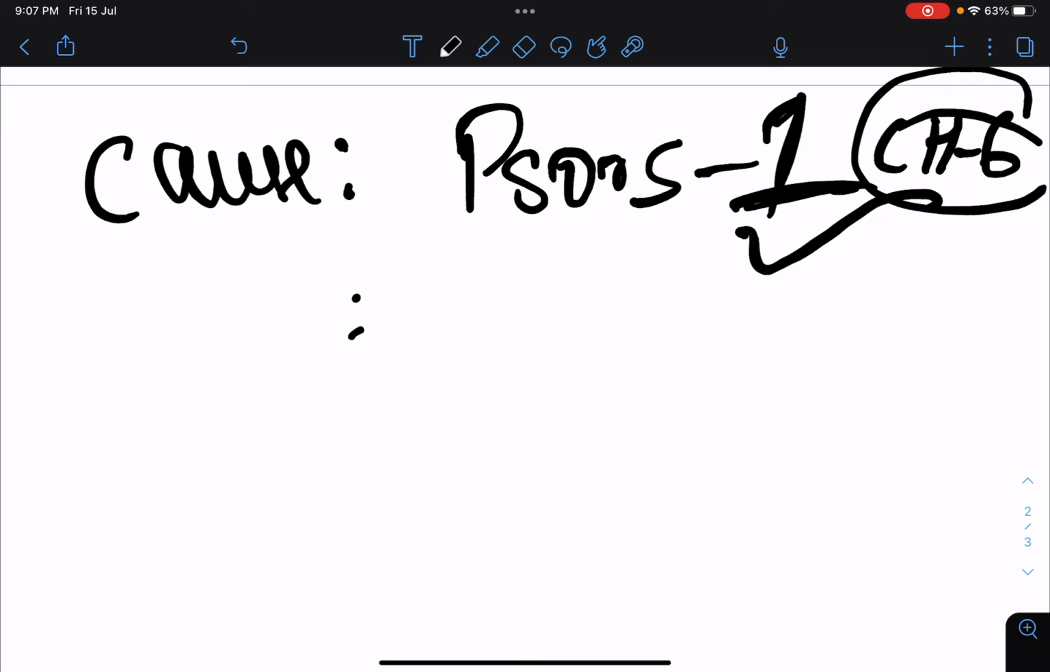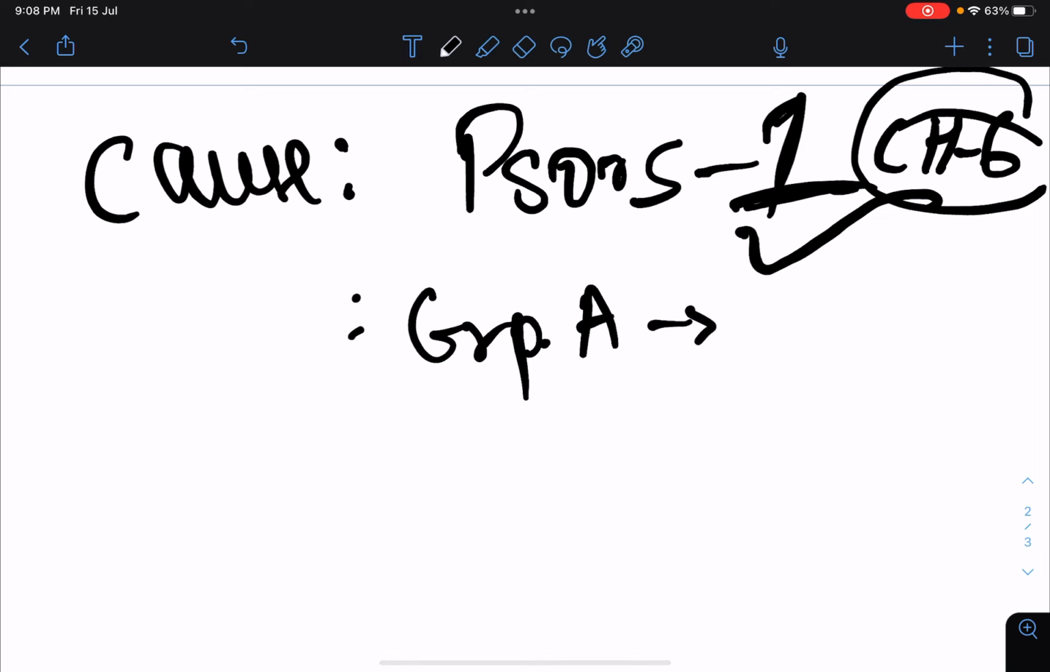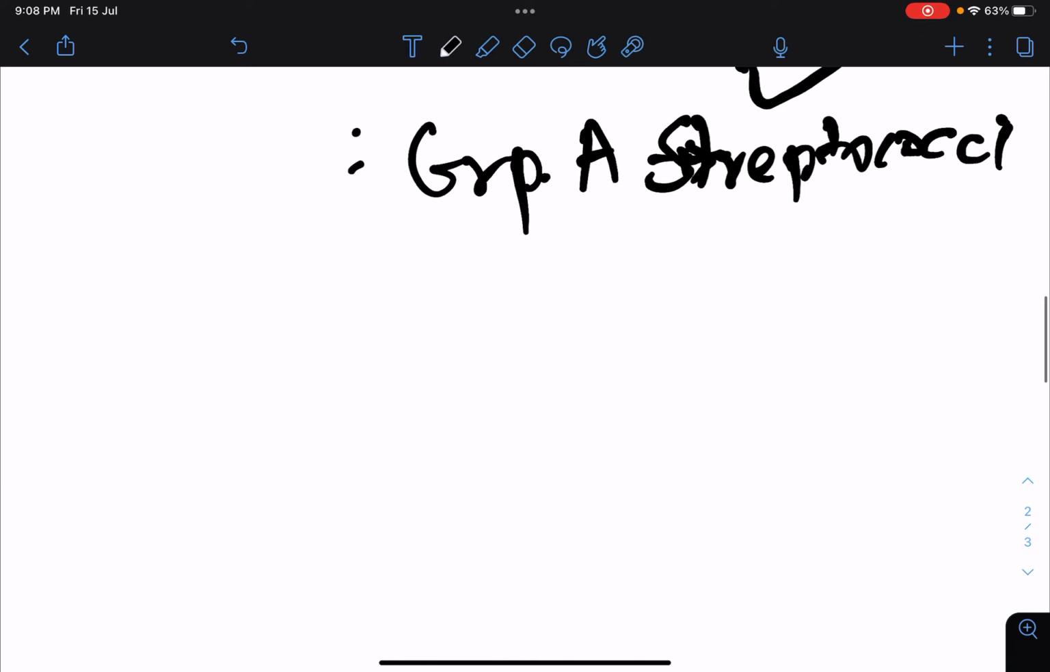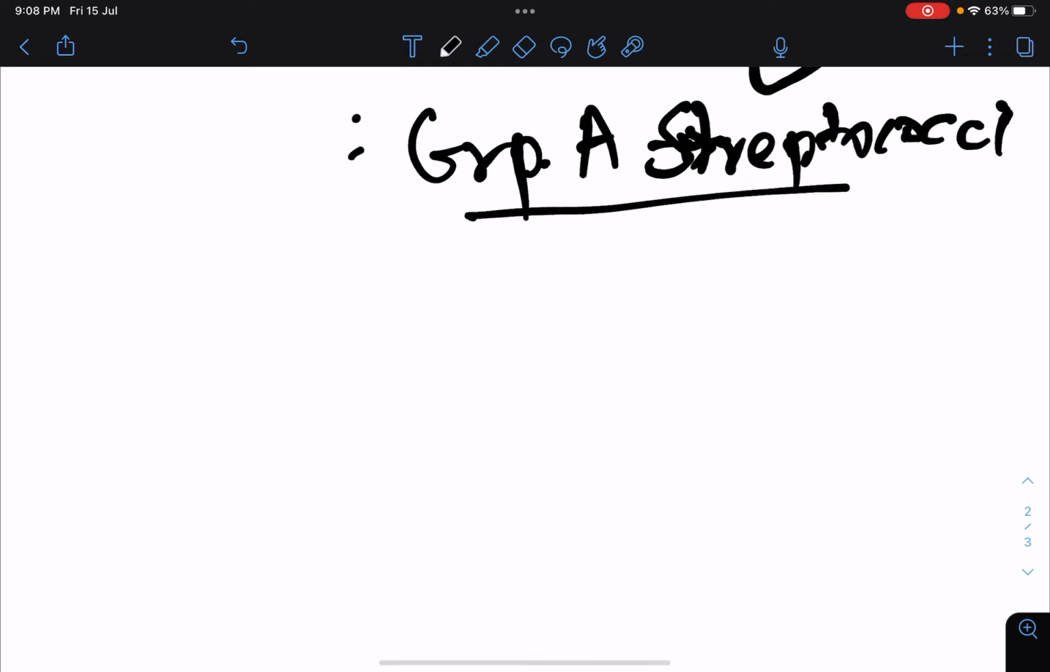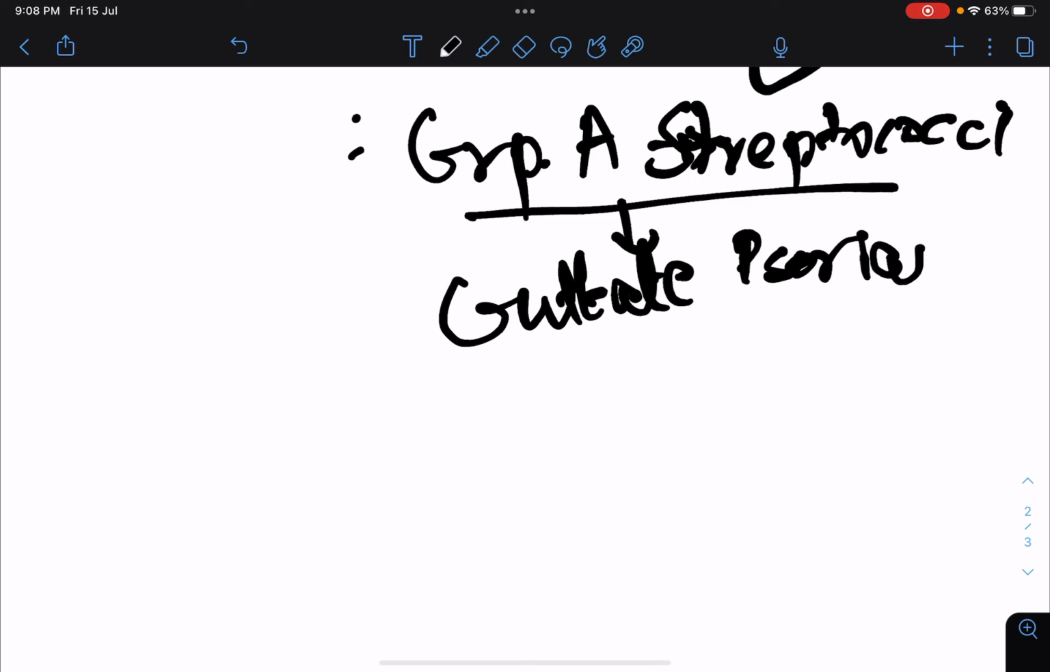The second cause is going to be an infection by group A beta hemolytic streptococcus, which basically is Strep pyogenes or any of those types. So group A streptococci, obviously group A, which means beta hemolytic. That causes a disease called guttate psoriasis. Now, what is guttate psoriasis? It is a type of psoriasis, because psoriasis could be of different types. Guttate psoriasis is seen obviously in children.